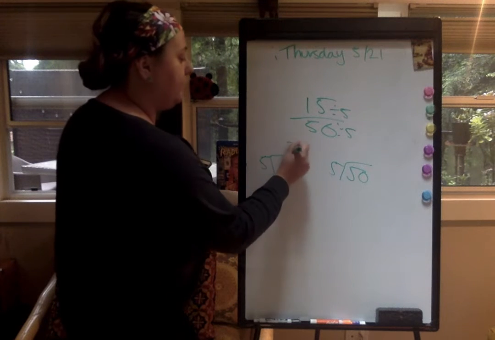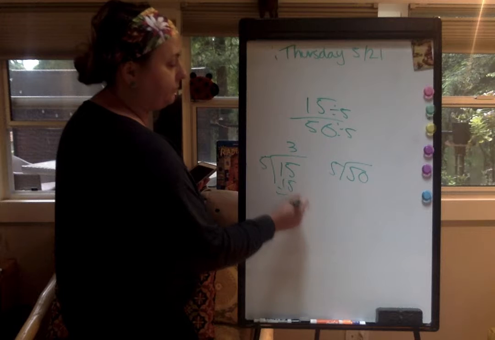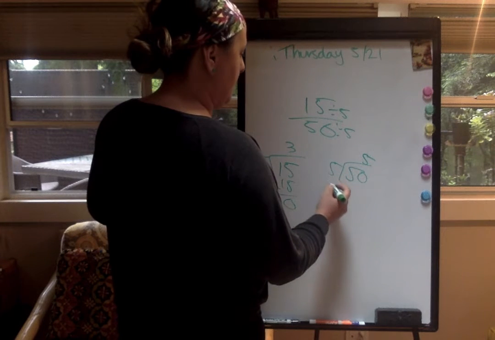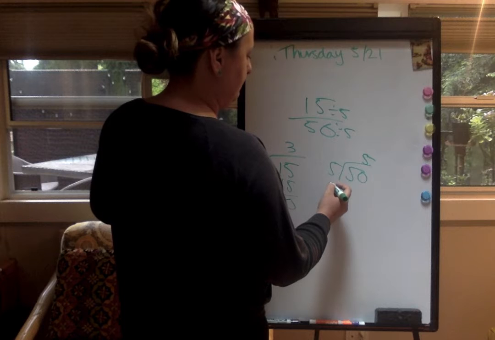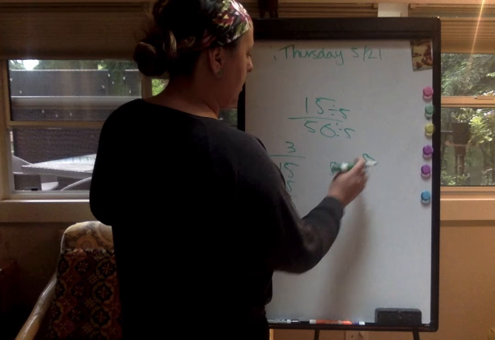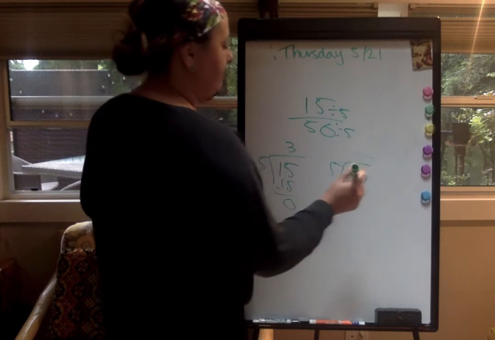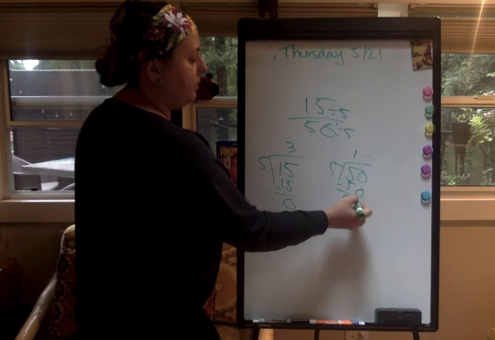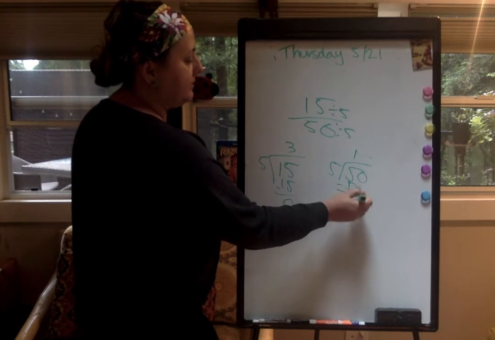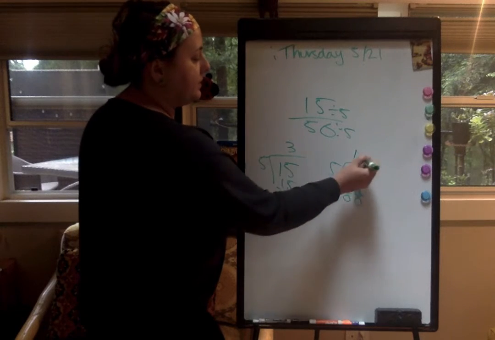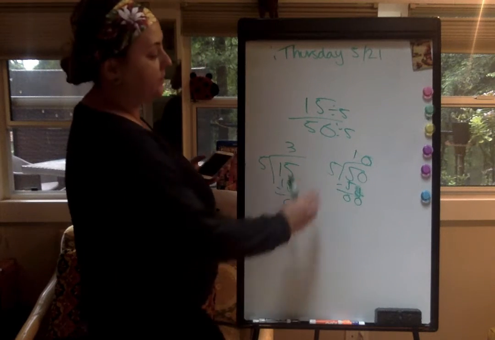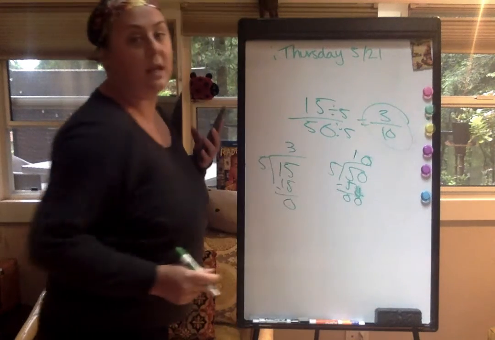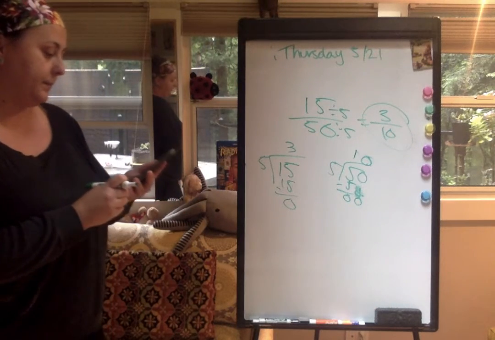5 goes into 15 3 times. 5 goes into 50 5 times. No. 5 goes into 5 one time. Sorry, making this very messy. Bring down the 0. 5 goes into 0 0 times. So 5 goes into 50 10 times. So 3/10 will be your final answer.